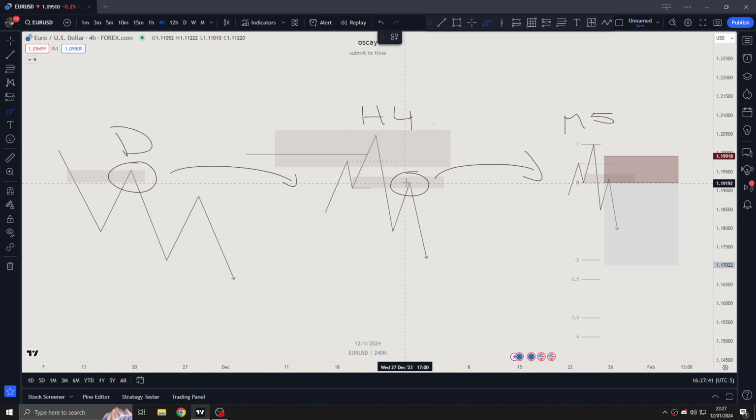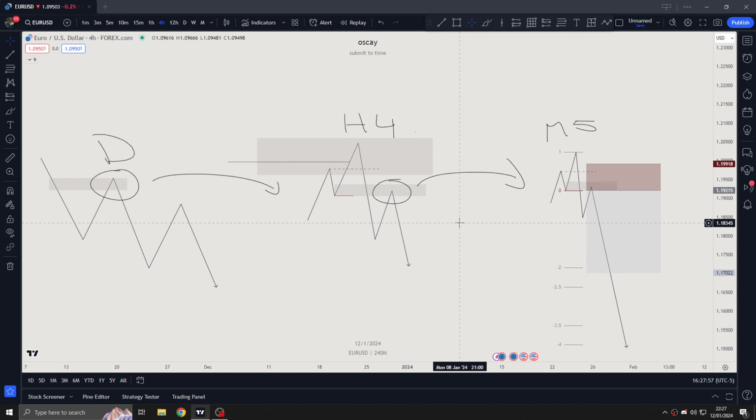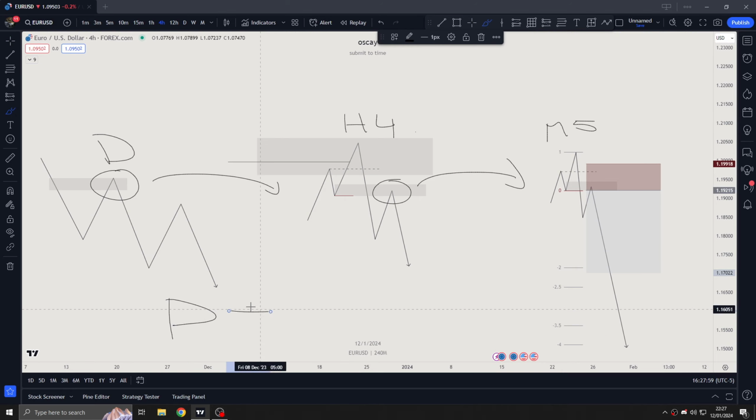As you guys can see here, internal, and then you target external. Internal, and then you target external. But you don't target this external, you target this external. So that's why you got RR, because you have time frames in alignment. So what I like, the daily, H4 and the M5.